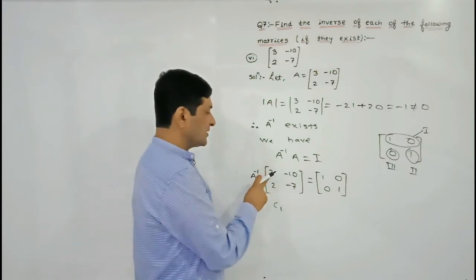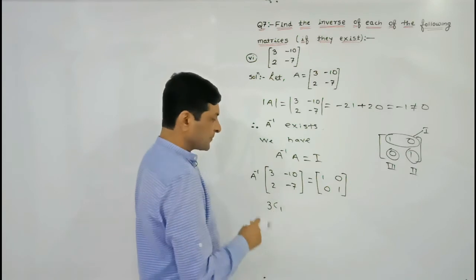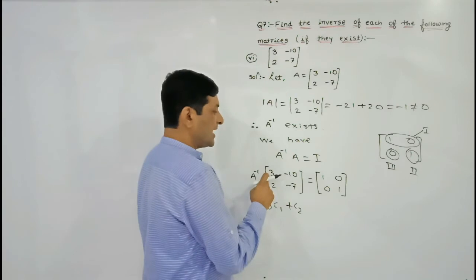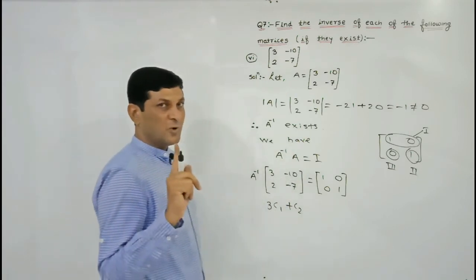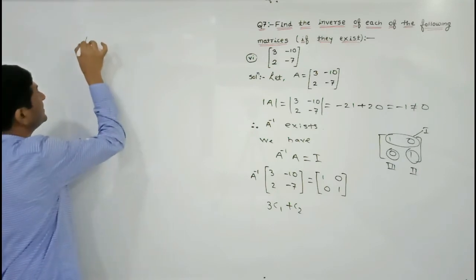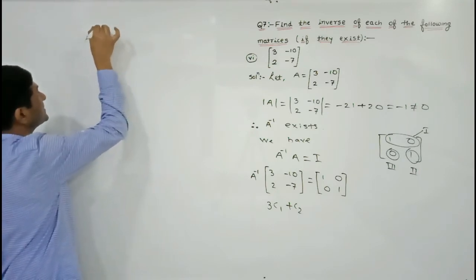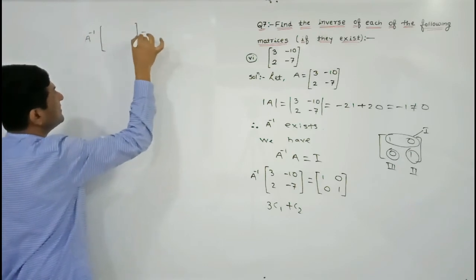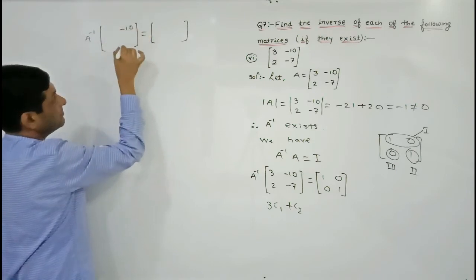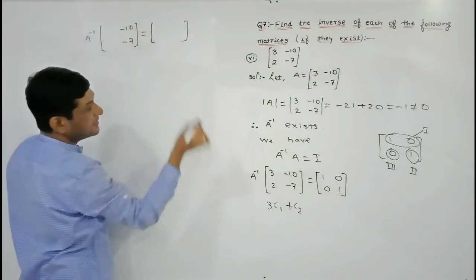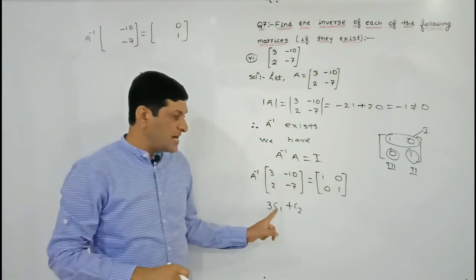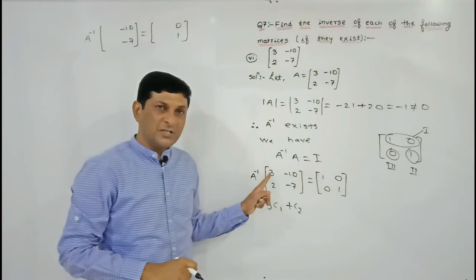We are trying to convert C1 into first minus 1. So here multiplying C1 by 3. So what will we get here? 9. And if we are taking its addition with C2, means 9 minus 10 will be equal to what? Minus 1. So let us perform this operation on C1. So A inverse, keep it as it is. Our operation is on C1, so keep the elements of C2 as it is. What are the elements of C2? Minus 10, minus 7, and on this side 0, 1. So well, multiply C1 by 3 and take its addition with C2. Multiply by 3, here we'll get 9.